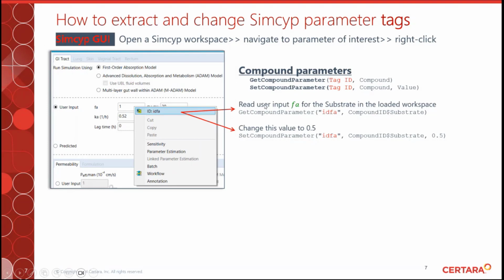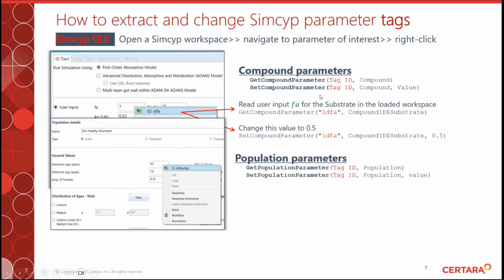Once you've gotten the value for FA, but you wish to change this value, for example, to 0.5, we use the function called set compound parameter. For this particular function, you also need to mention the tag ID. The tag ID is the same thing. Then the compound, so which compound you're interested in, substrate or inhibitor. And then finally, you mention the value that you wish to change this to. So these are the steps that are needed. The first thing is you need to open a Simcyp workspace, extract the tag ID, and then mention the compound. And if you want to change the value, specify the value.